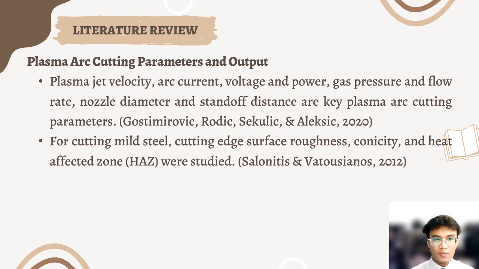The next one is plasma arc cutting parameters and output. Plasma jet velocity, arc current, voltage and power, gas pressure and flow rate, nozzle diameter and stand-off distance are key plasma arc cutting parameters. For cutting mild steel, cutting edge surface roughness, conicity and heat affected zone were studied.